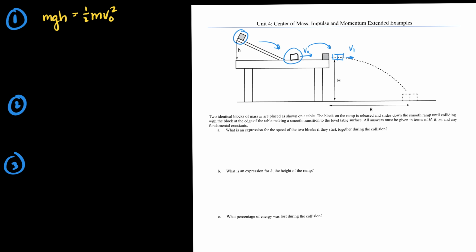In the next part of the problem, the collision portion, that block is going to strike and stick to another block. So m v0 equals (m plus m) v1. A collision.